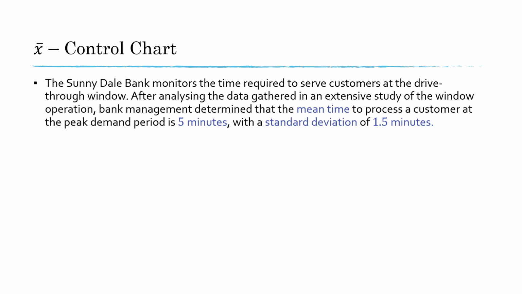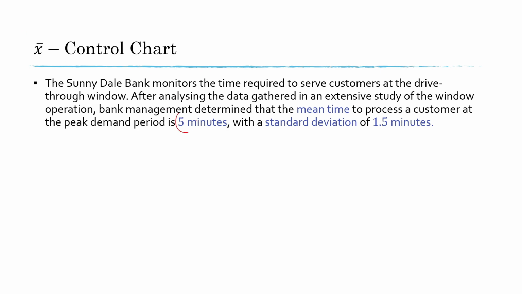The bank monitors the time required to serve customers at the drive-through window because it is an important quality factor in competing with other banks in the city. After analyzing the data gathered in an extensive study of the window operation, bank management determined that the mean time to process a customer at the peak demand period is 5 minutes.